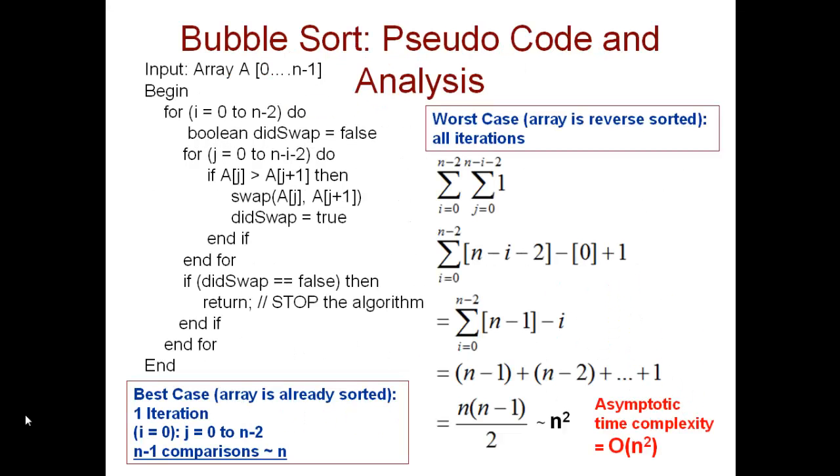So in order to analyze the best case and worst case, we have to look at the pseudo code, which is based on the algorithm that we went through in the example, and then we'll look at the time complexity.